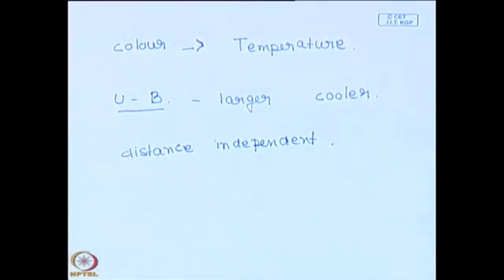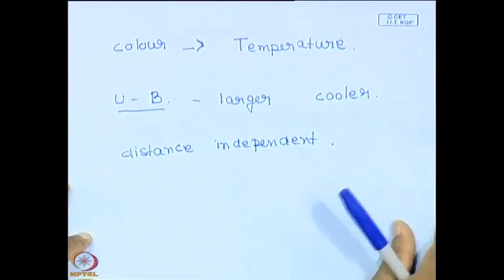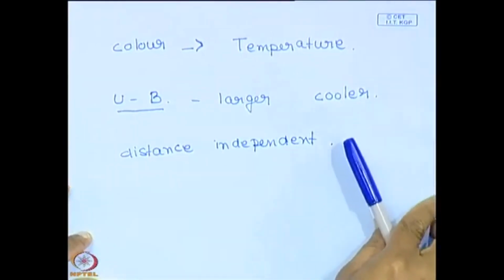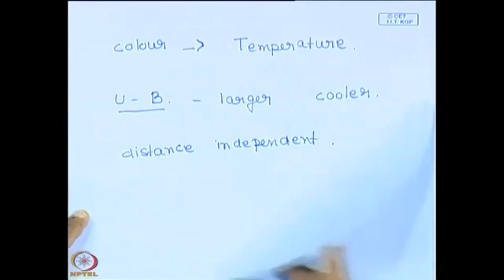And we shall be referring to color in the subsequent discussion, the color of the radiation from different sources. So color refers to the difference in magnitudes or the log of the ratio of the fluxes at different bands.